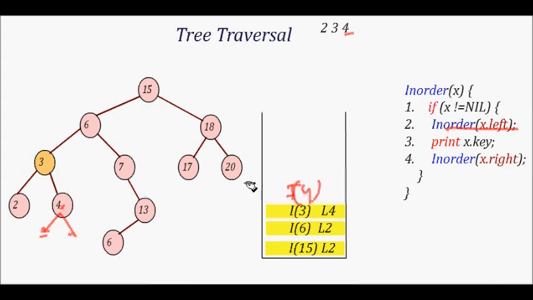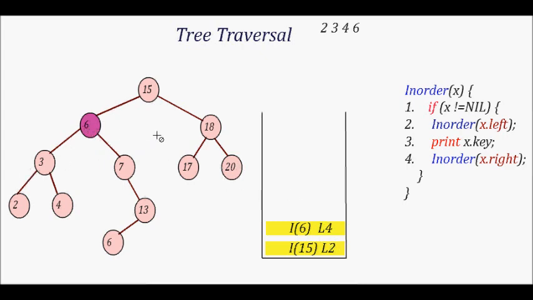From I4, it now returns, so I4 is popped and it goes to I3 from where it was called. I3 was also at line 4, and line 4 was also completed, so I3 will go to 6. So this way, now let's look: we are at 6 and I3 is also popped out from the stack.